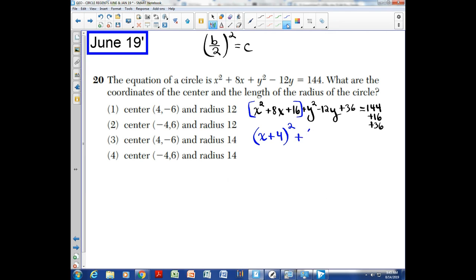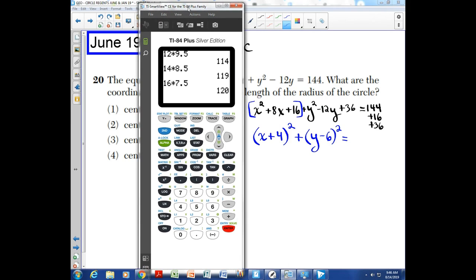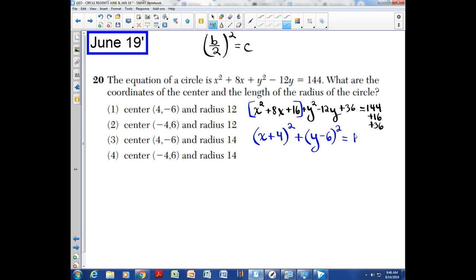Bring down the plus, open up another parentheses. I'm going to do the same thing with the y's. I'm going to bring down the y, bring down the same sign as my b, and take half of it, which is 6, squared. And I'm going to say equal here. Now I'm going to go to my calculator, so we don't make any mistakes here: 144 plus 16 plus 36 equals 196. And we've now converted from standard form into center radius form.